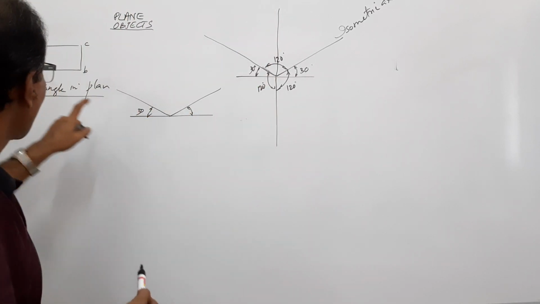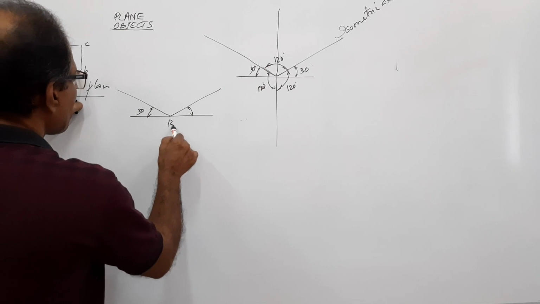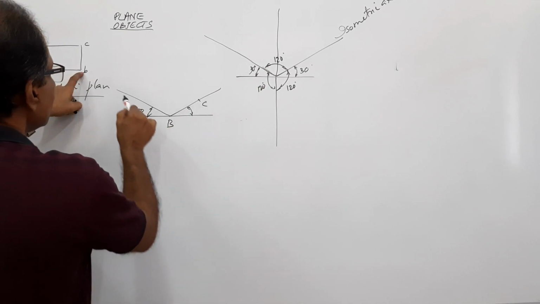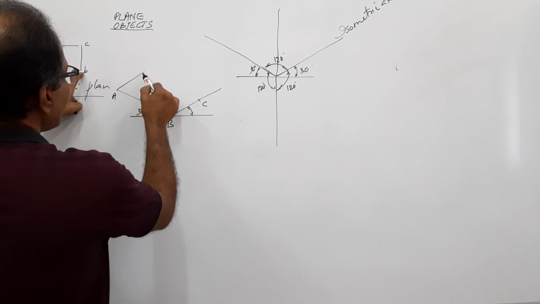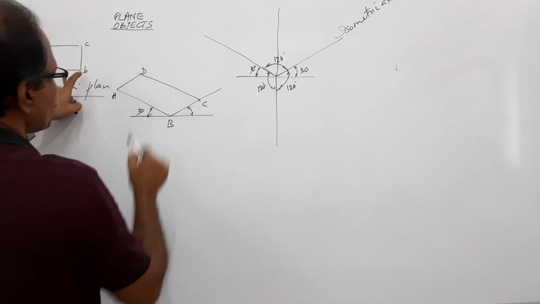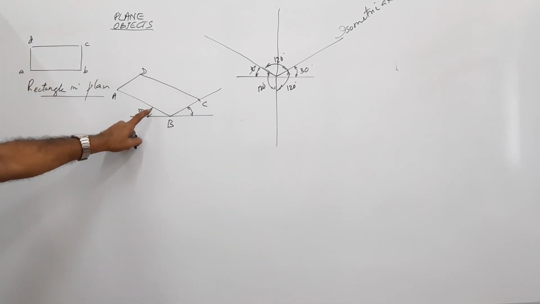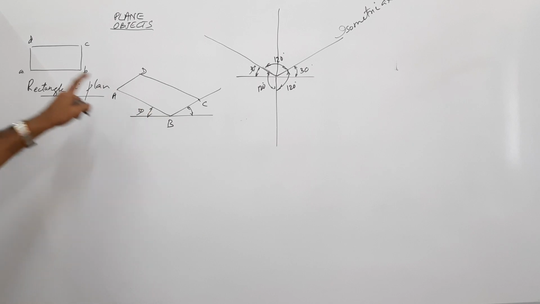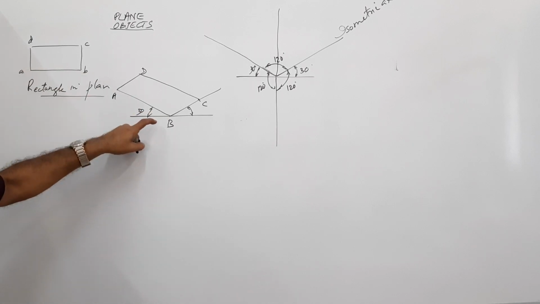X and Z. I choose B here. Take C. Take A. Draw parallel lines. I get D. This is the rectangle. Isoview of the rectangle ABCD seen in plan.